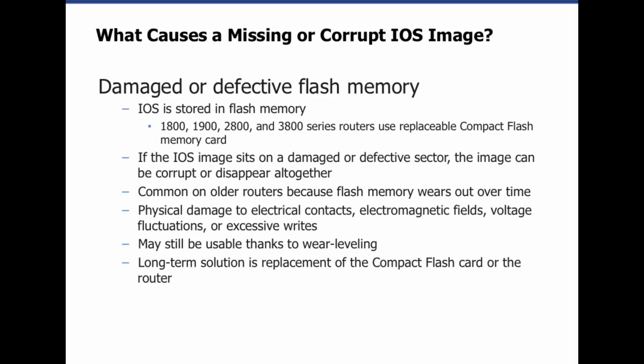So in our case, we haven't actually done anything to cause the router to boot into ROMMON. We have not hit Control Break. So by process of elimination, we can conclude that we do not have a working IOS image stored on flash. It's missing or it's corrupt. It's got to be one of those two things. So why might we have a missing or corrupt IOS image?